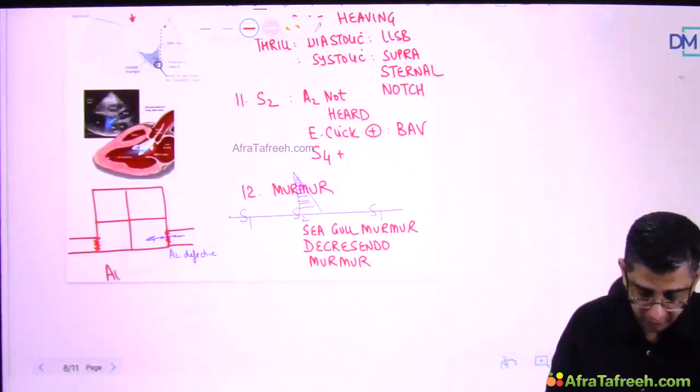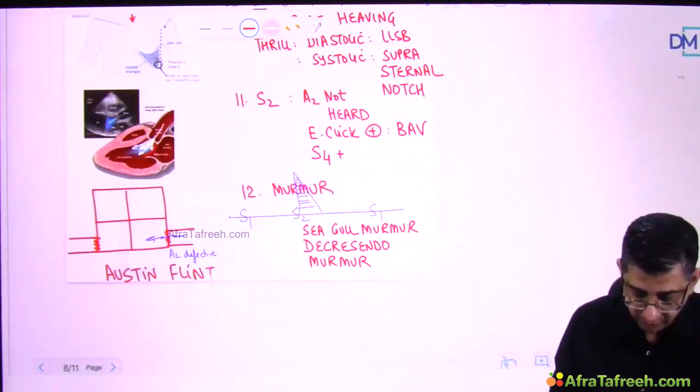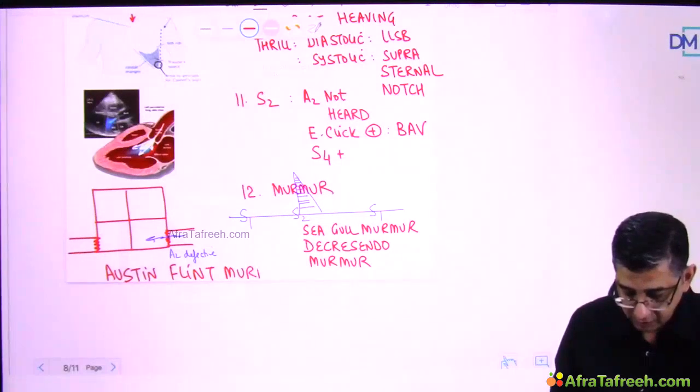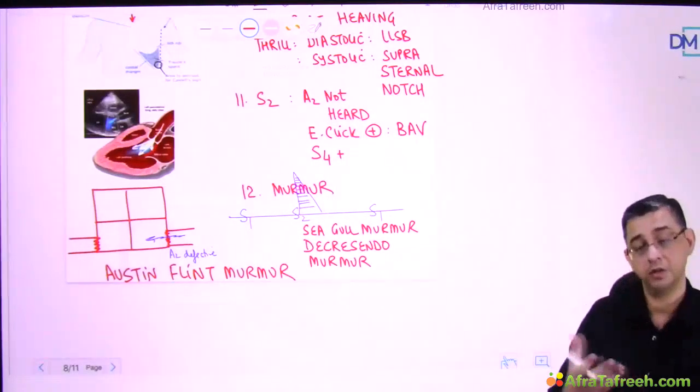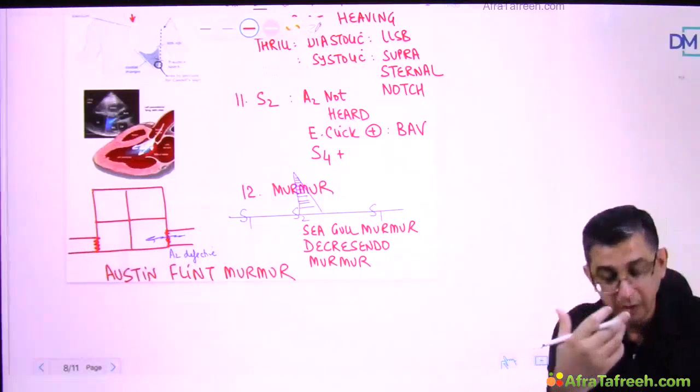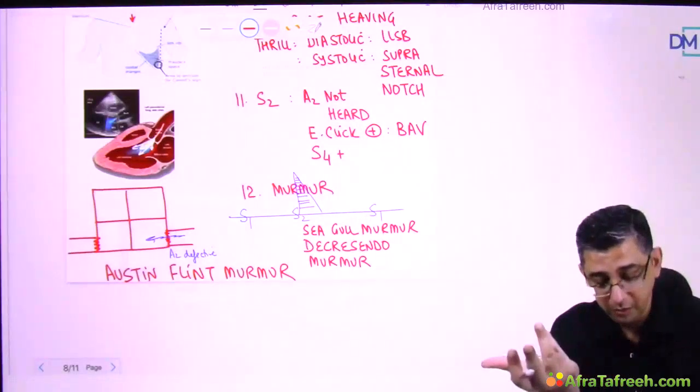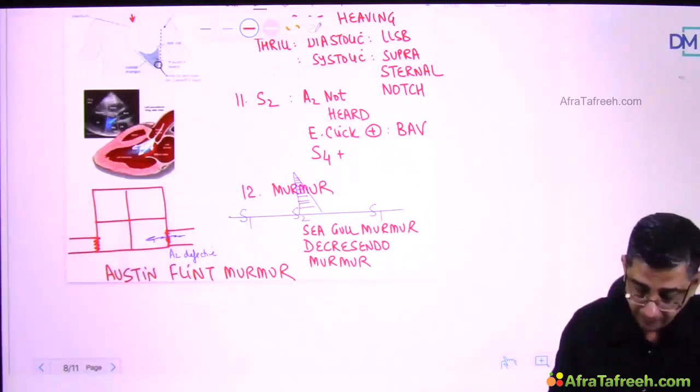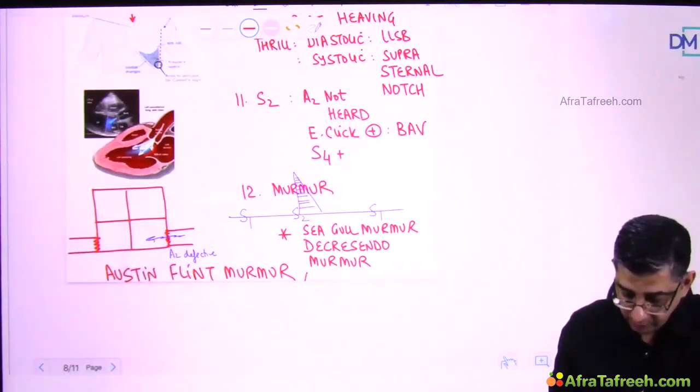Most of the time in the exam for this particular condition, they have asked regarding Austin-Flint, and Austin-Flint murmur is always seen with the rather severe variety of aortic regurgitation, because the more is the amount of blood coming inside, the more will be the turbulence in the patient. So Austin-Flint murmur is a mid-diastolic murmur.